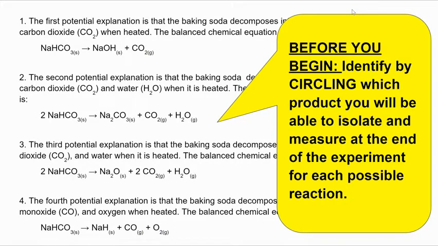Before you begin, please make sure you identify by circling which product you'll be able to isolate and measure at the end of the experiment for each possible reaction. So hint, think about states of matter. And at the end of the experiment, when you take the evaporating dish off the Bunsen burner, what will you have left behind? When you're doing your stoichiometry, you'll need to think about what formula that product represents so that you can accurately account for it mathematically.